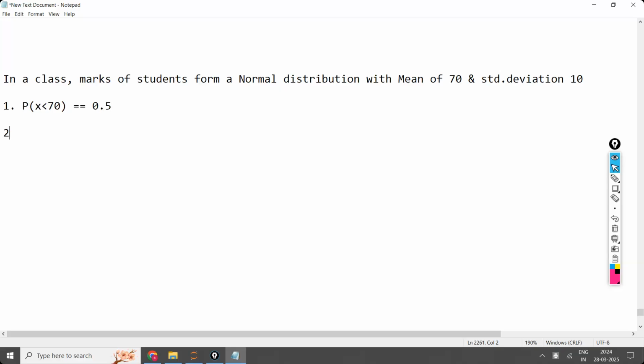What is the second question? Question number 2. What is the probability of x greater than 70? And this is also equal to 0.5. Okay, these two questions are okay. This is my favorite question, an interview question. Assume this question was asked in the interview, it means 100% you will get a very good package. What is the question? Very simple question. What is the probability of x exactly equal to 70? Let's see how many of you will answer.